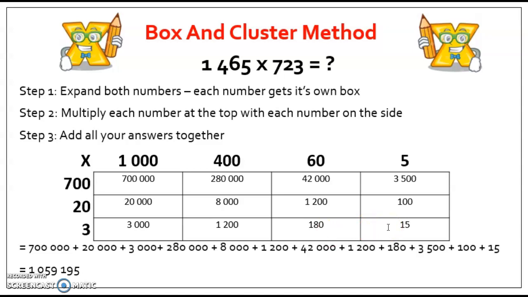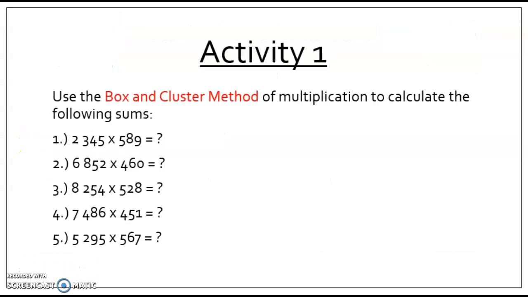And your final step, you take all the answers you've just multiplied out and you add them together. The method doesn't matter. What matters is that you add them up correctly and you get an answer of 1,059,195. Please practice the box and cluster method in activity 1 by completing these 5 sums. Pause the video and press play when you are ready to mark your work.